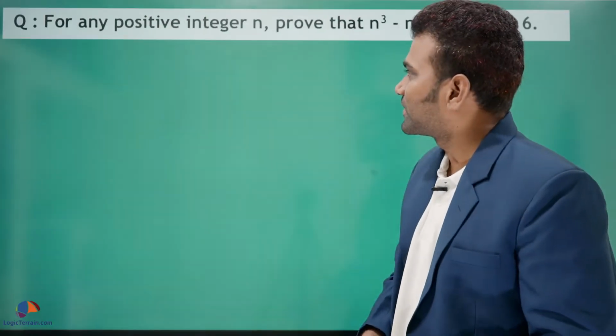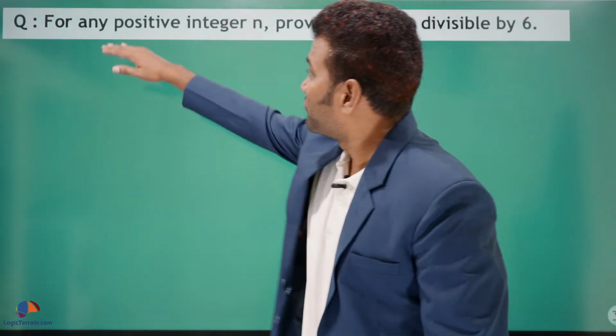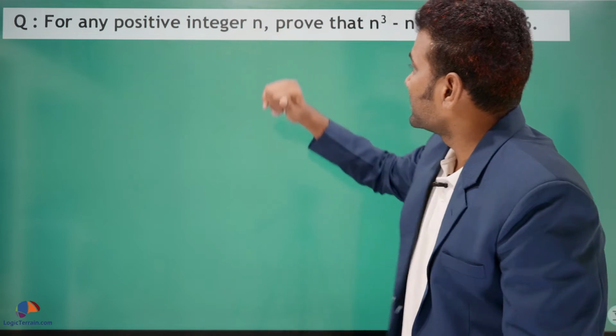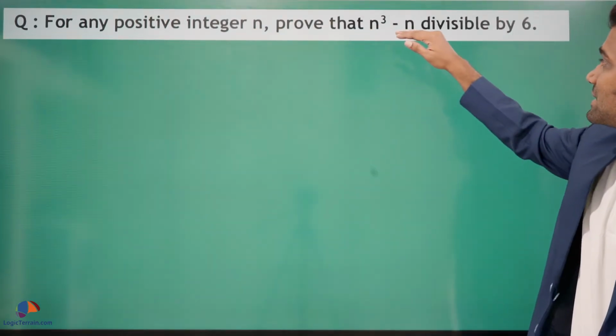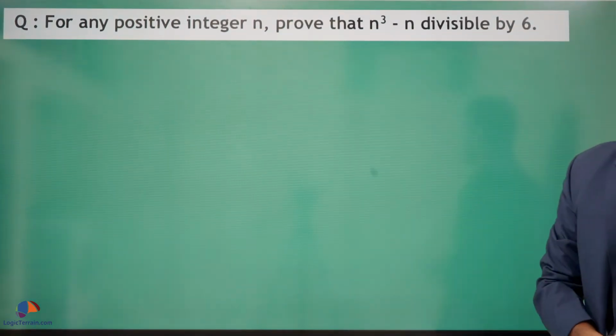In this session, I am going to discuss a very important question which is from both the NCERT Exam Plus as well as from R.D. Sharma. This is from chapter Real Numbers. So let us have a look at the question. Here is the question. For any positive integer n, prove that n cube minus n is divisible by 6.